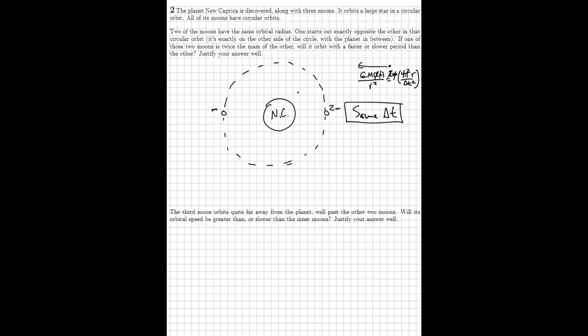The third moon is much further away, and so we want to know whether its orbital speed will be greater than, slower than, or the same as. So if we look at the forces again, it's the same force diagram, but I'm going to use the other expression for acceleration, v squared over r, instead, because that's what I'm interested in, and I'll solve for v.